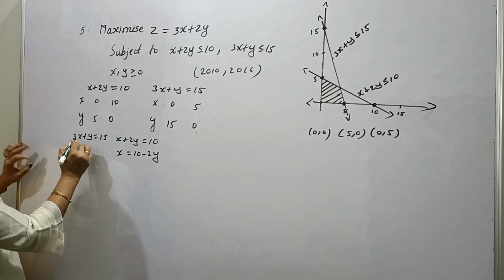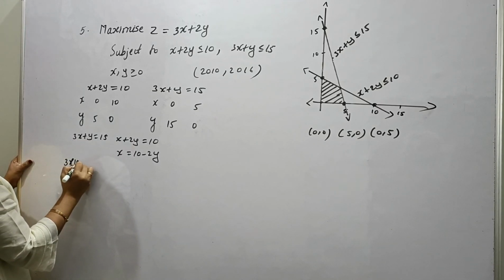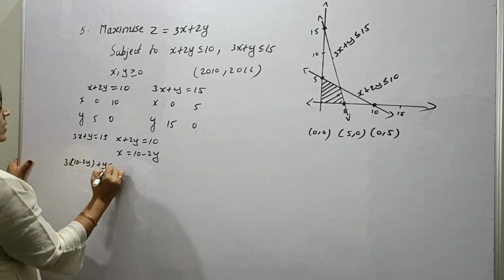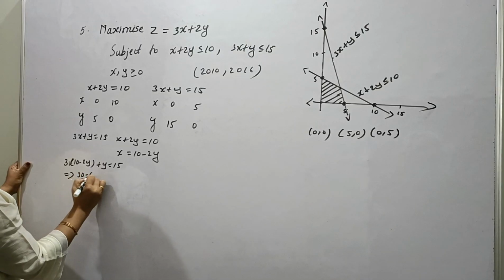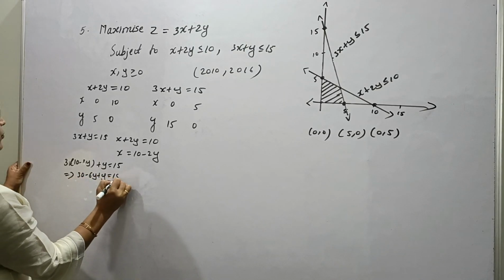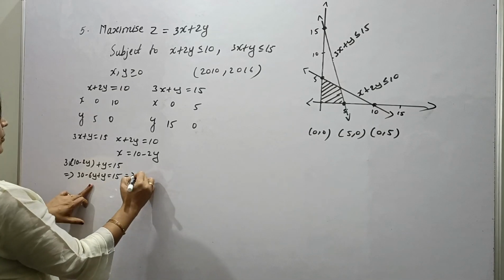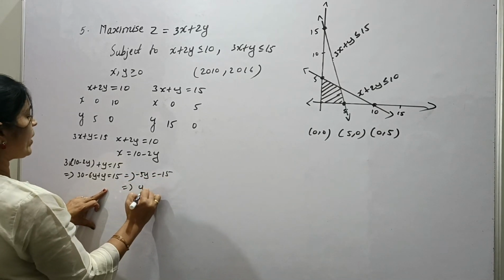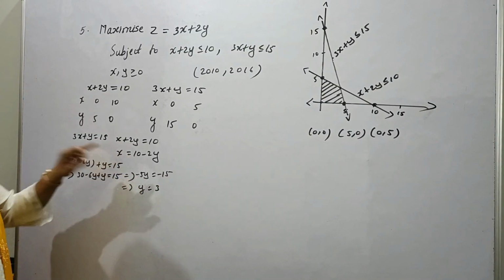3 into (10 minus 2y) plus y is equal to 15. That implies 30 minus 6y plus y is equal to 15. That implies, take this 30 here, so minus 5y is equal to minus 15. That implies y is equal to, minus cancelled, y is equal to 3. So y is equal to 3. What is x?